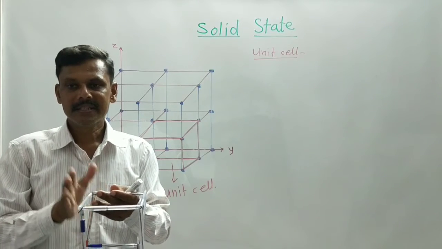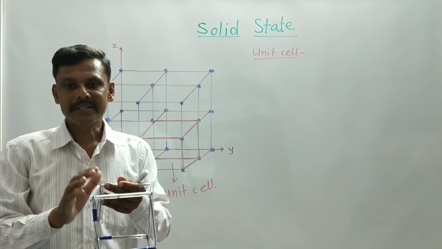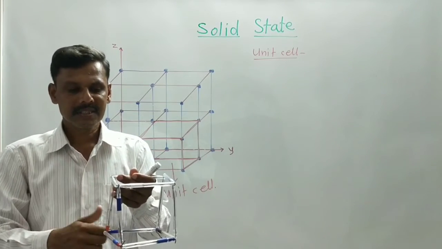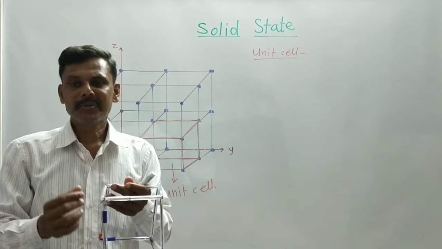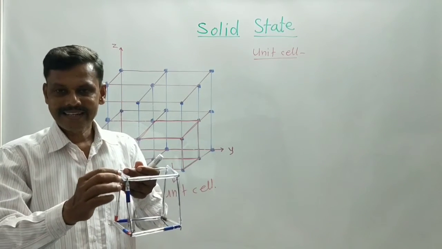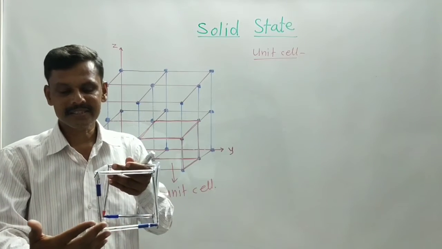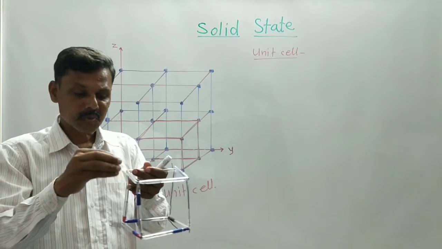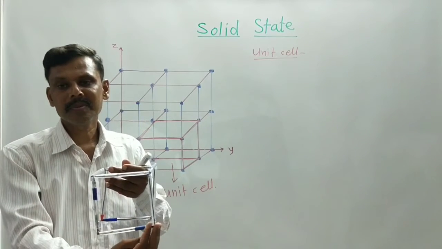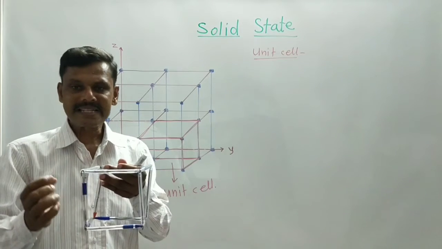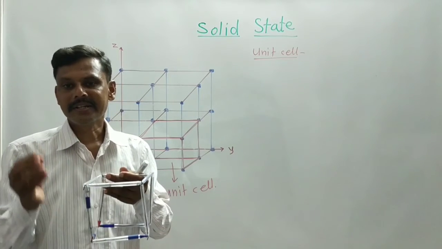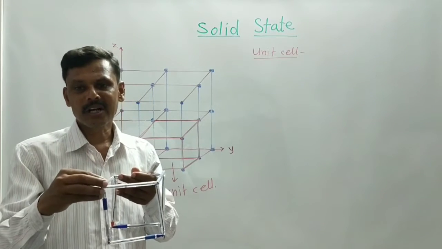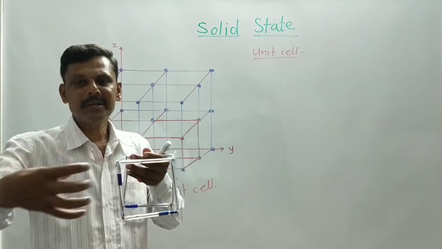In a crystal, each unit cell shares its faces. So these are the faces. Then each unit cell shares edges. So these are the edges which are going to be shared, and corners also. So these are the corners of the unit cell. So in a crystal, each unit cell shares its faces, edges and corners with neighboring unit cells.